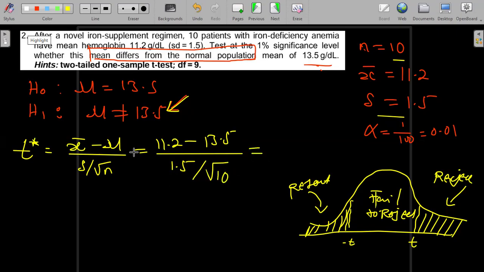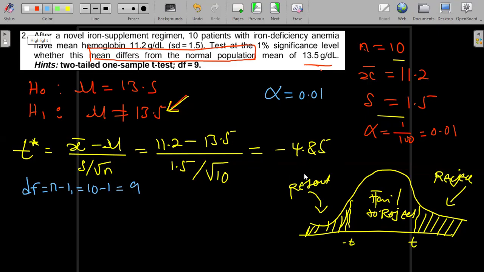So what am I going to find here? Let me punch this onto my calculator. I'm finding minus 4.85. So this is the test statistic here. Now let's find the critical value of t. Remember our degrees of freedom is n minus 1, which is 10 minus 1, so it will be 9. And the significance level that we were given, remember, is 0.01.